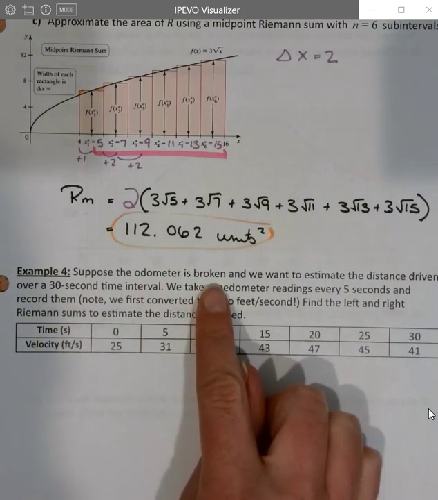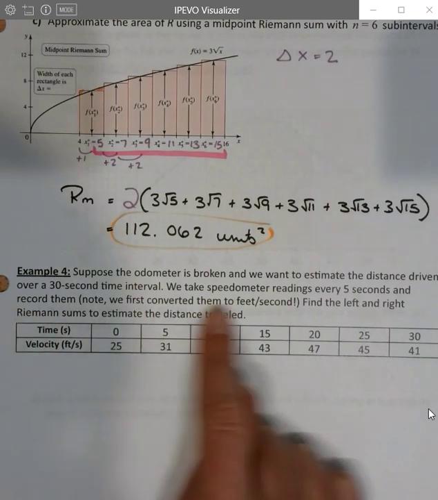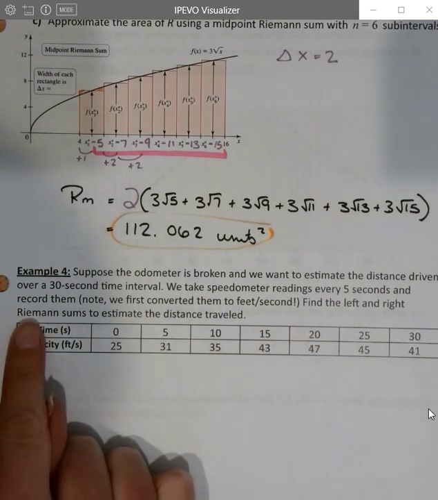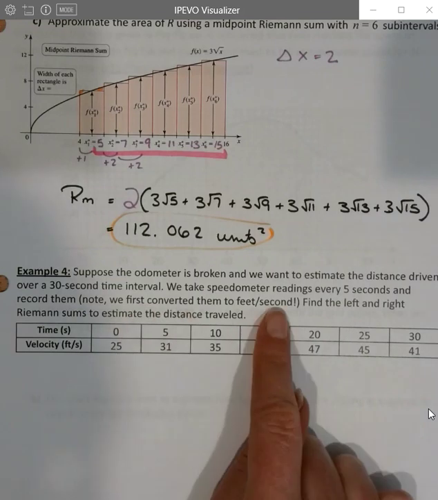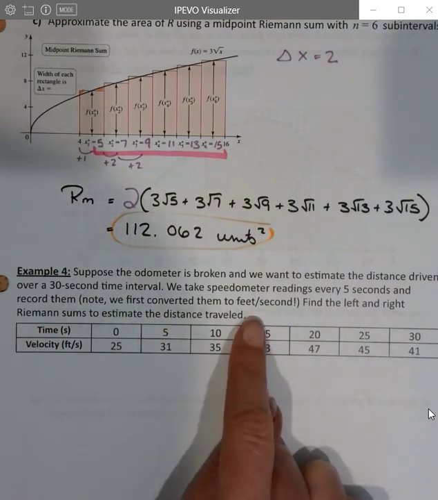Okay, suppose the odometer is broken and we want to estimate the distance driven over a 30-second time interval. We take a speedometer reading every 5 seconds and record them. Note, we first convert it to feet per second. Find the left and right Riemann sums to estimate the distance traveled.